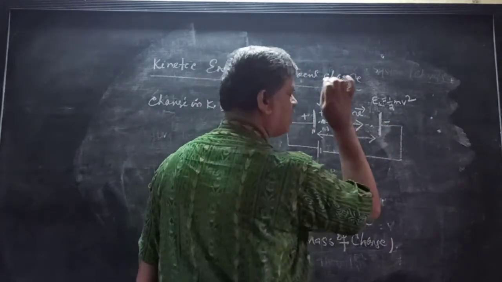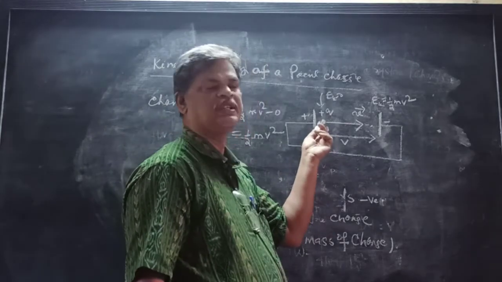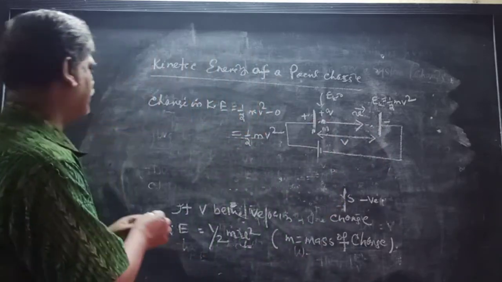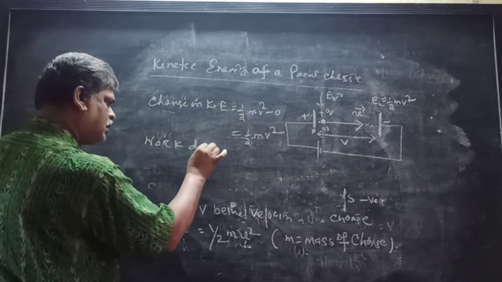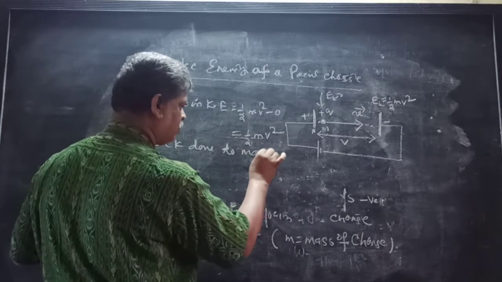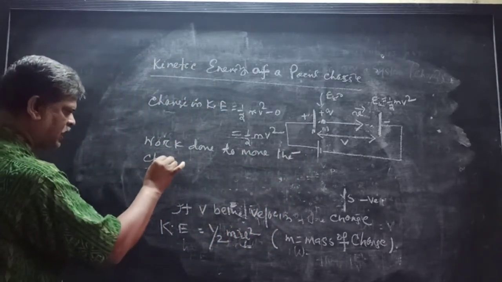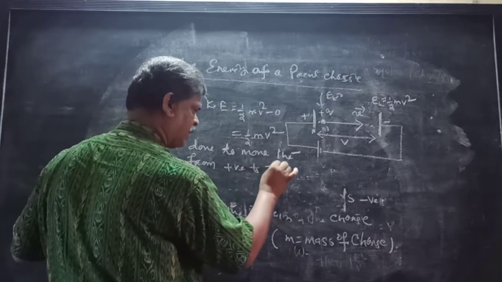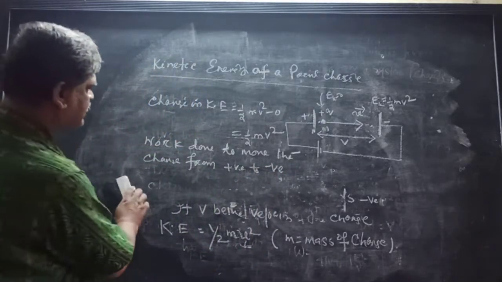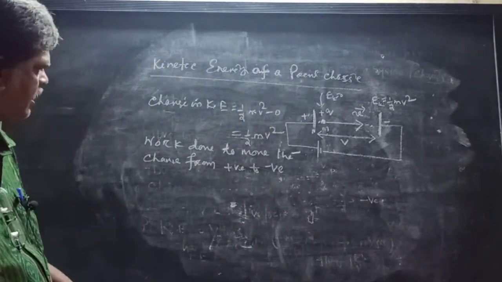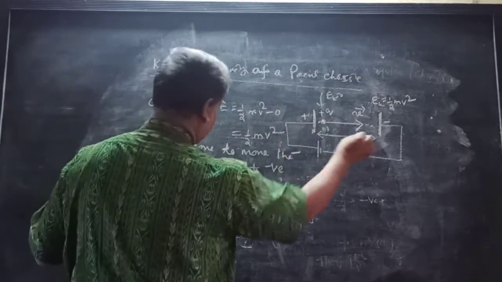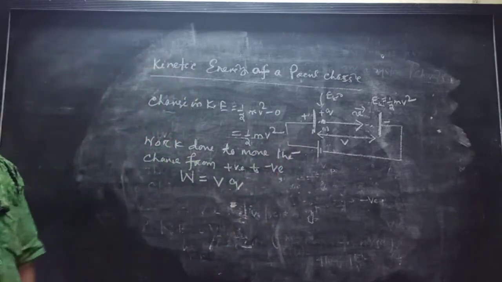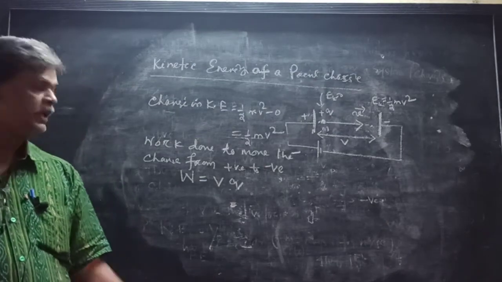Suppose we bring the charge from one plate to the other in a potential difference of V, then how much work is done? The work done to move the charge from the positive to the negative electrode is W, which is equal to the potential difference V times the charge q. So W = Vq. This is equation 1. So the work done is Vq.